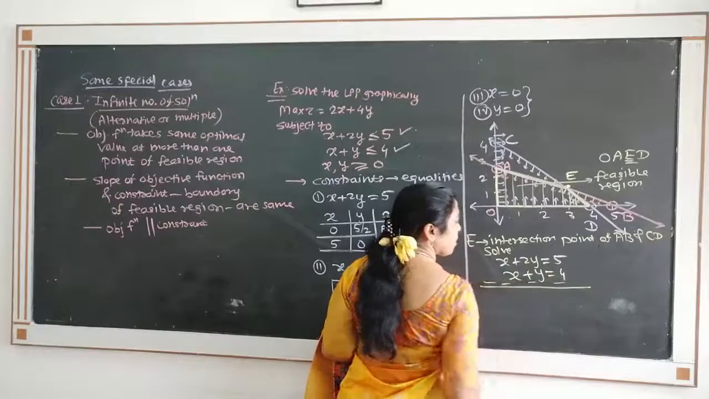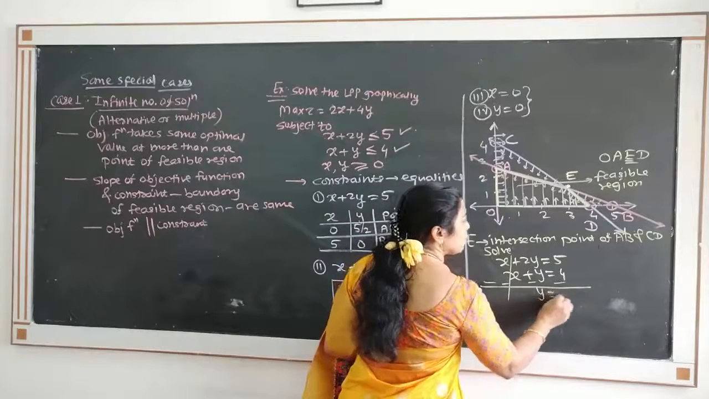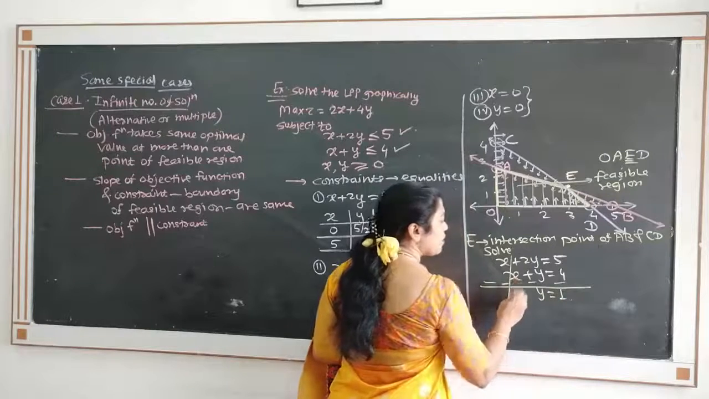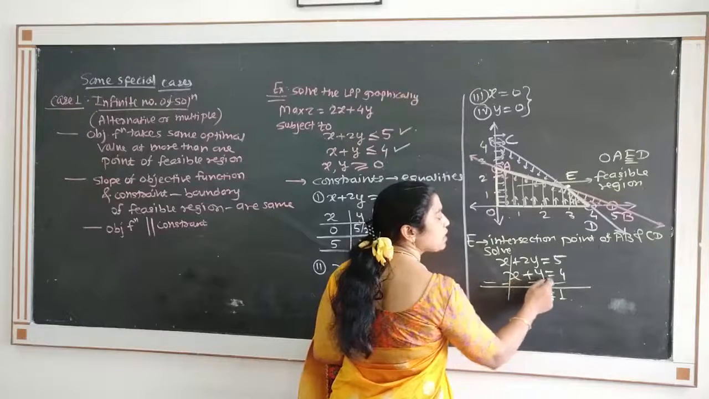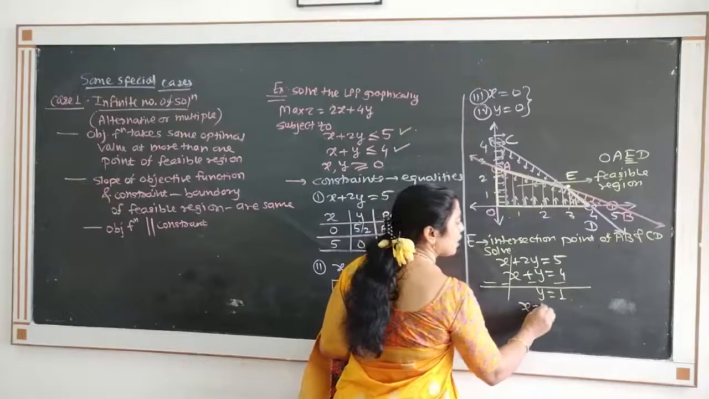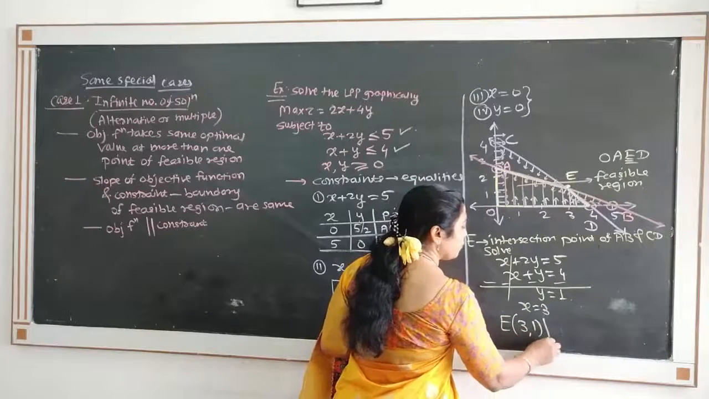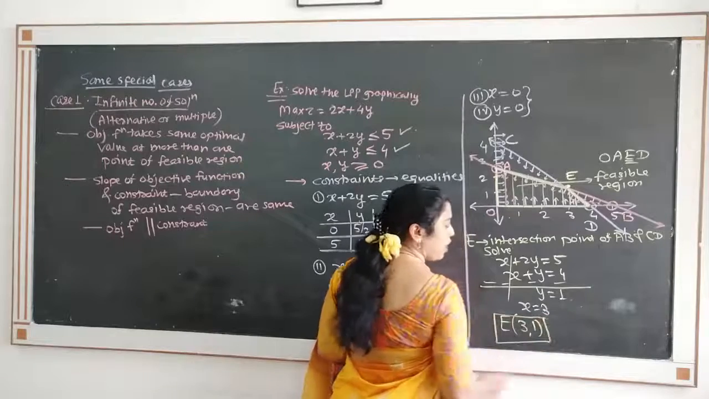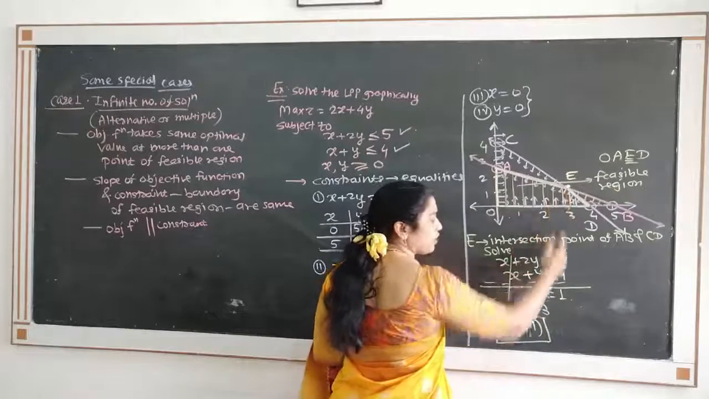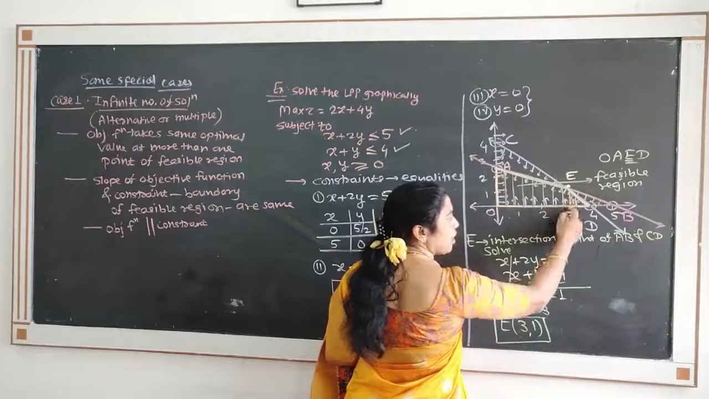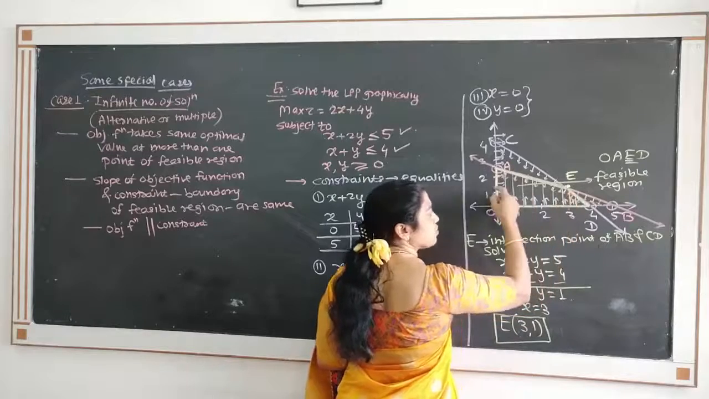Solve the equations, we get y is equal to 1. Substitute y is equal to 1 in equation x plus y is equal to 4. So we get x is equal to 3. That is, we get E point as (3, 1). Once you obtain the point, always check on your graph whether it is correct. See the E point, it gives the same coordinate as (3, 1).